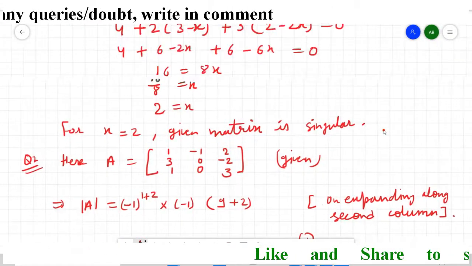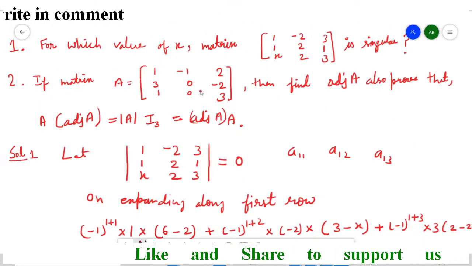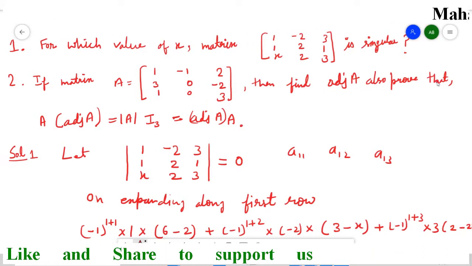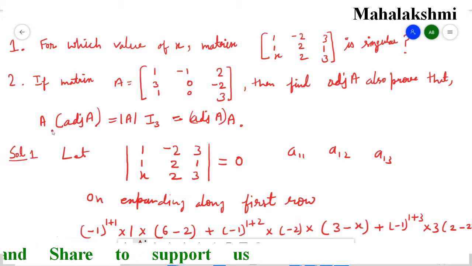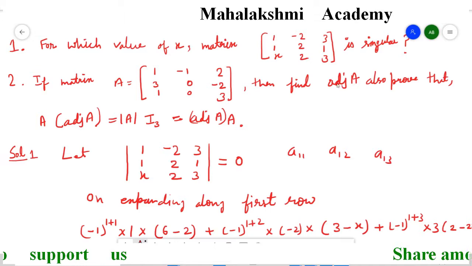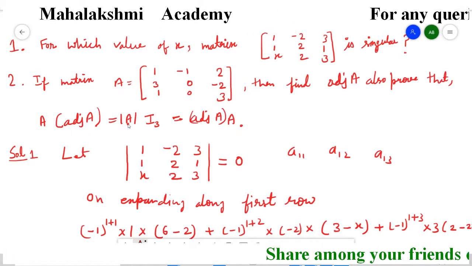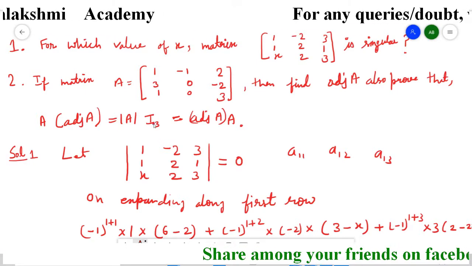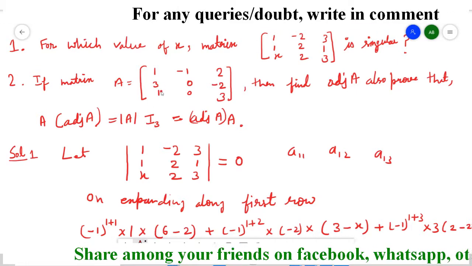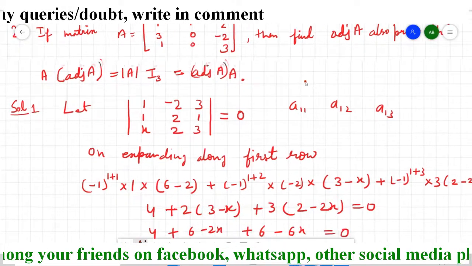Now the second question is quite lengthy, it will take some time. See the question. If matrix A is given to us, then find the adjoint of A, and also prove this relation. To prove this relation we need matrix A multiplied by adjoint A. We will calculate the adjoint of A, then multiply both matrices, and then prove that it equals the determinant of A multiplied by the identity matrix of 3 by 3. The determinant of A we also have to calculate. So 3 things we have to prove.